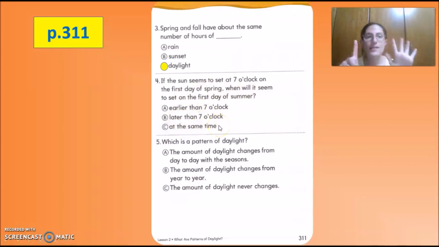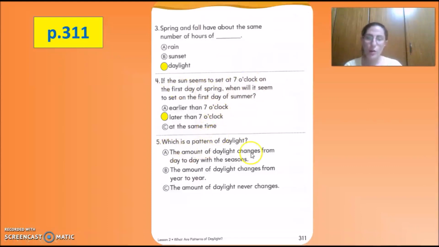So it seems to set at 7 o'clock during the spring, and we know that during the summer we have even more hours of daylight than during the spring. So this means that the sun will set A, earlier than 7 o'clock, B, later than 7 o'clock, or C, at the same time. Excellent, it is B, because it sets at 7 during the spring, and we know that during the summer we have a longer daytime, which means that it will set later than 7 o'clock. And of course it is not C, they won't set at the same time.